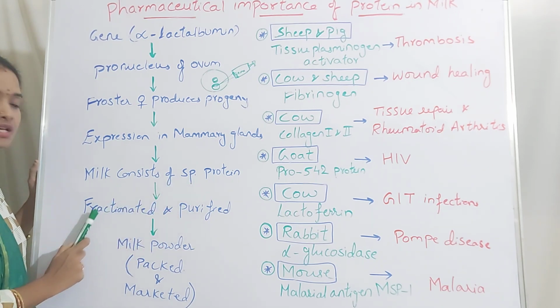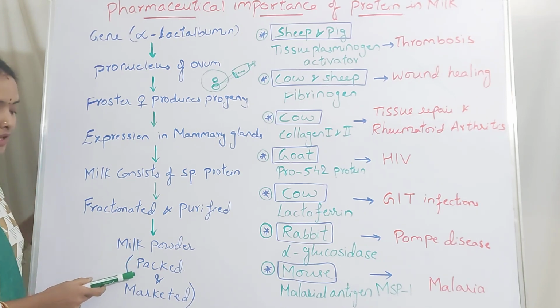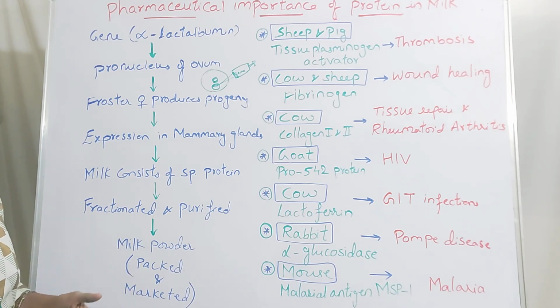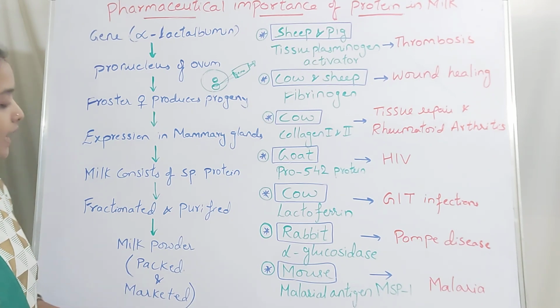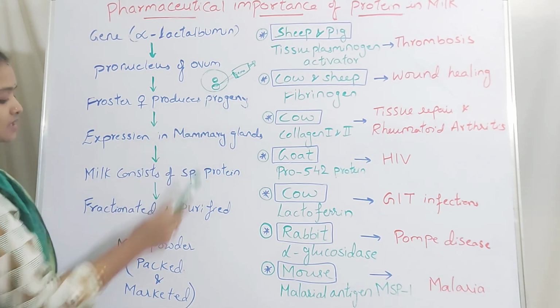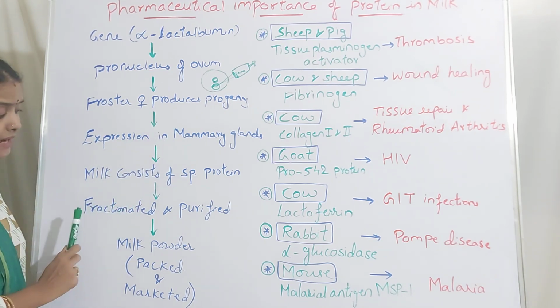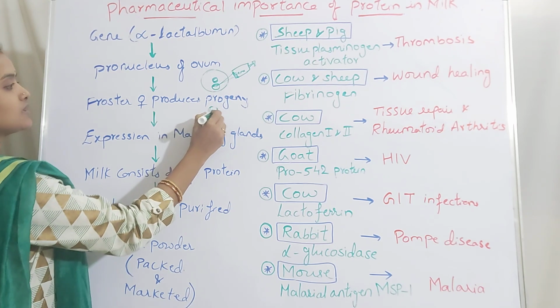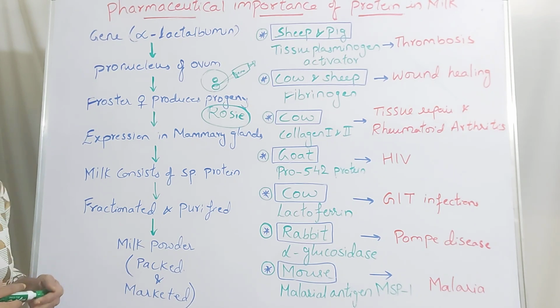It will be analyzed, fractionated, then purified and made into a powder, then packed and marketed, which has the same complete, balanced nutritional quality as human mother's milk, right? And this transgenic cow which was producing this completely nutritionally balanced milk was named Rosie, right? The cow was named Rosie, whose milk is the same as human mother's milk, which consists of all the balanced nutrients.